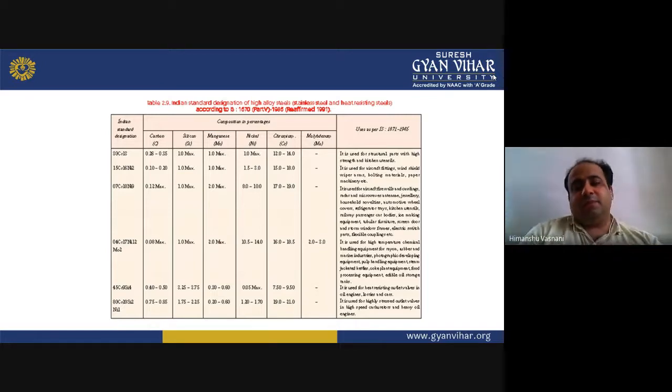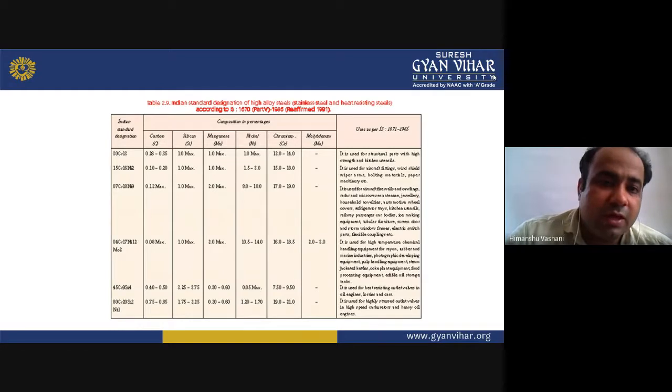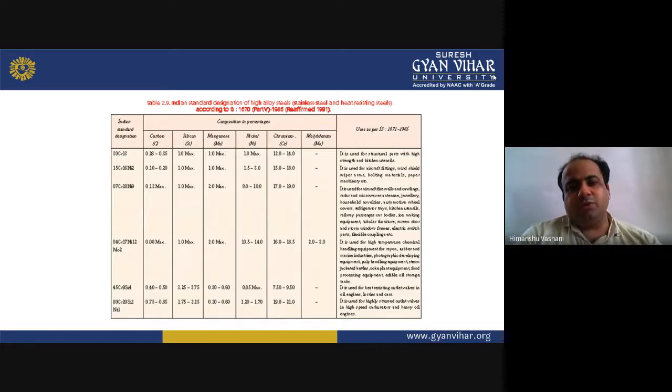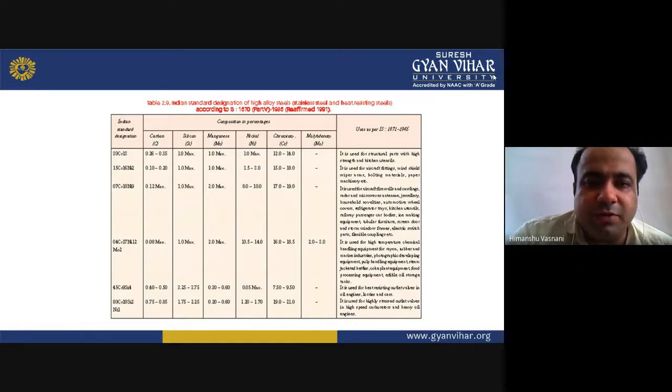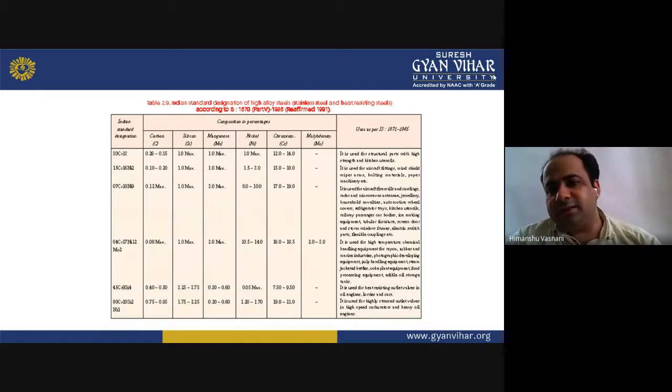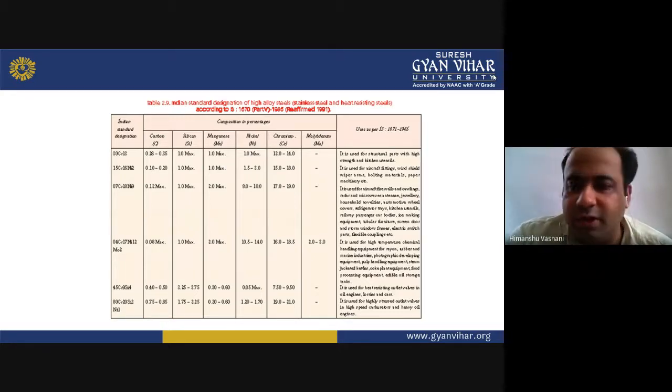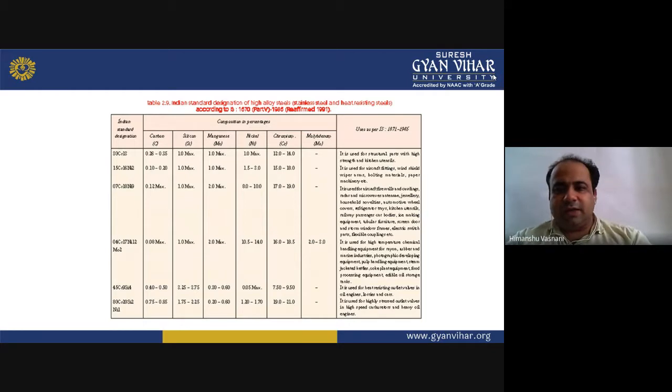You can see that the percentage of chromium is high in all these elements. The first is used for structural parts with high strength and kitchen utensils. Now the second, 15 Cr 16 Ni2, has 0.1 to 0.2% carbon, 1.0 max silicon, 1.0 max manganese, 1.5 to 3.0 nickel, and chromium 15.0 to 18.0. It is used for aircraft fittings, windshield wiper arms, molding materials and paper machinery. You can see the tremendous applications it has.